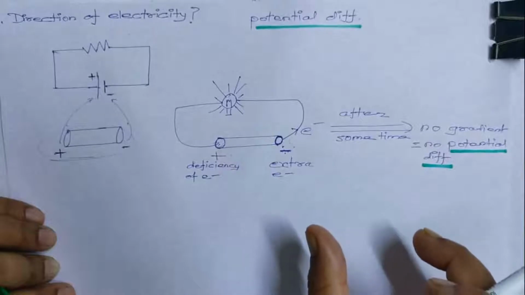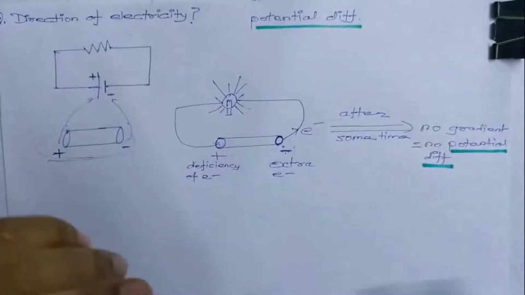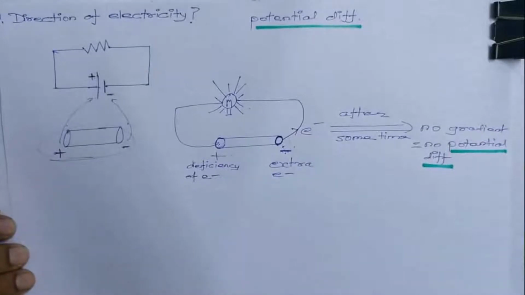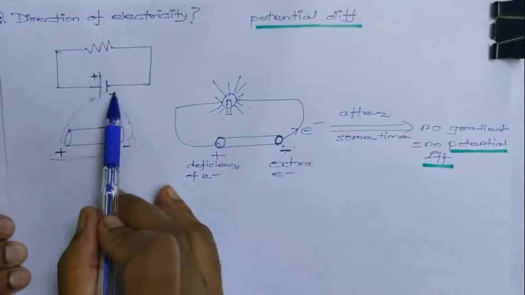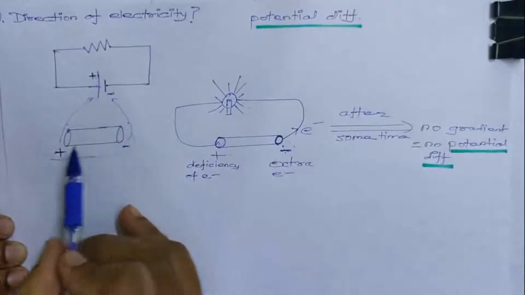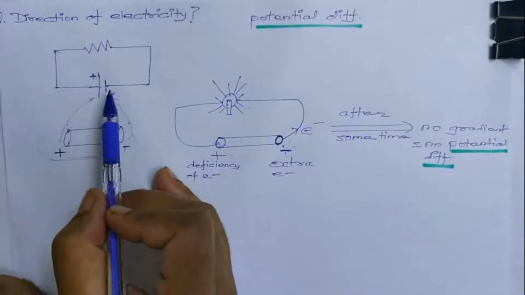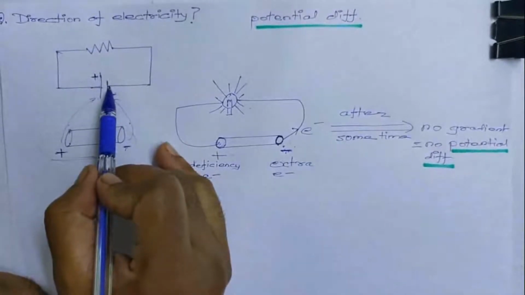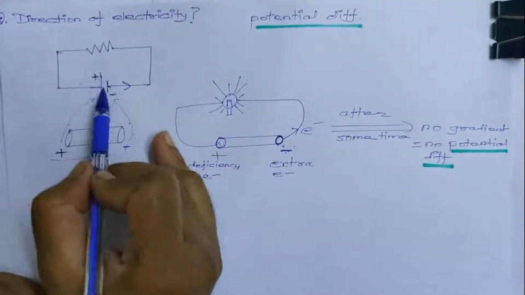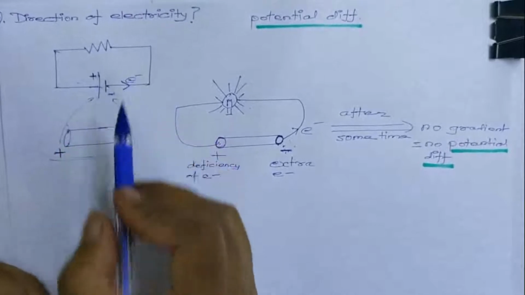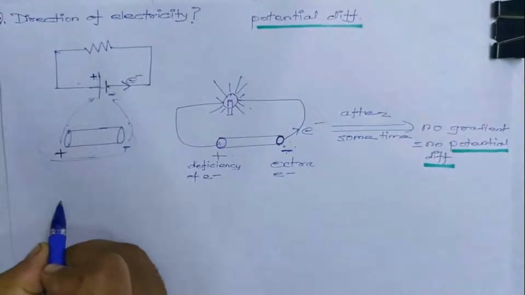Now let us move further. So here, what this represents is the positive terminal of the cell and the negative terminal of the cell or battery, whatever you say. So what we know is that electrons will flow from this terminal to this terminal, right? Now the question is, what is the direction of the electricity? Direction of the electricity.